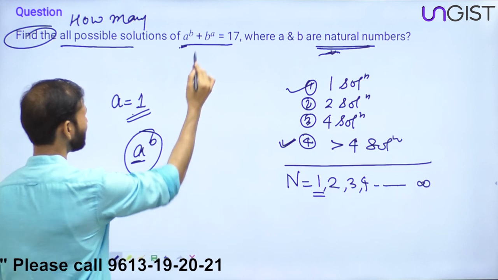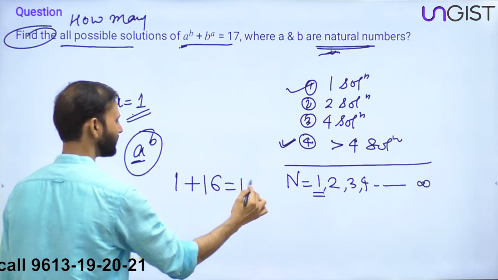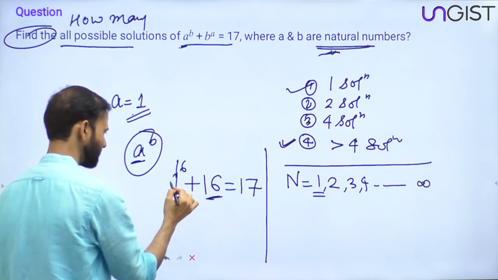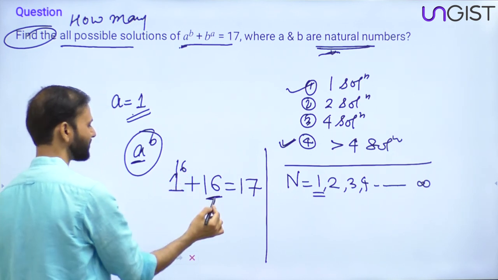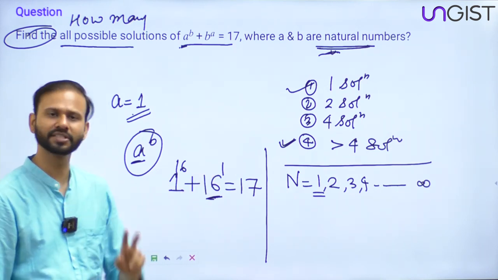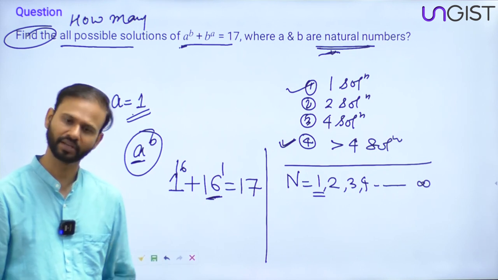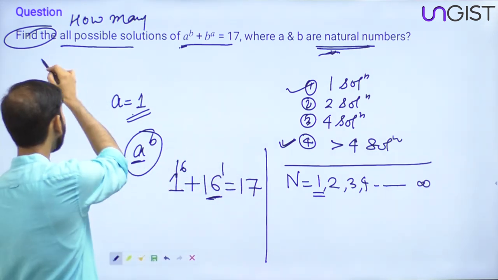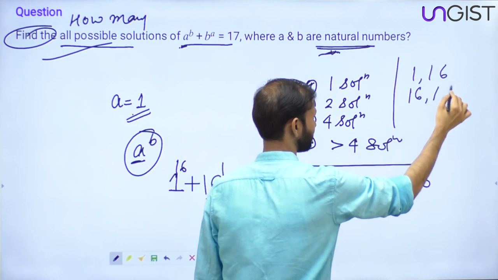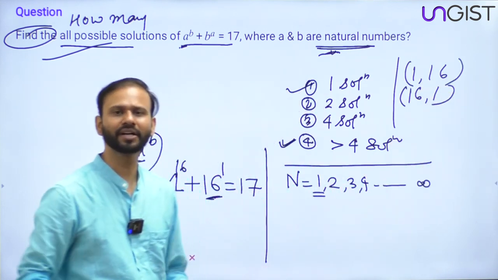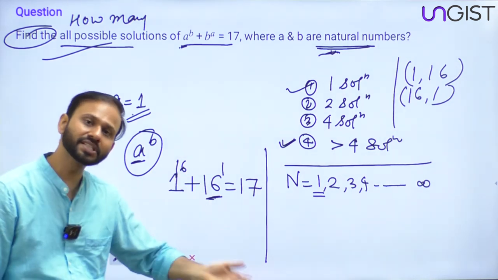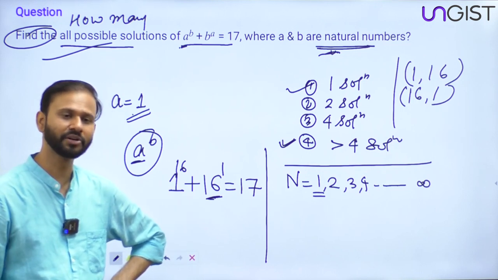So if A is 1, then obviously 1 plus 16 has to be 17, correct? So B has to be 16, and obviously B raised to the power A will be 16 raised to the power 1. So 1 raised to the power 16 plus 16 raised to the power 1, this is the first solution, the first pair. Guys, clear? Fine. And when they are saying find all the possible solutions, you can take one solution as 1, 16 and second solution as 16, 1, right? Because here order does not matter in the case of addition. B can be 16 or A can also be 16. Agreed or not?